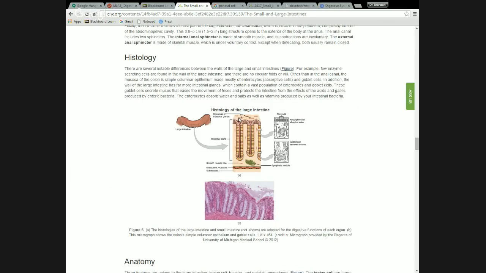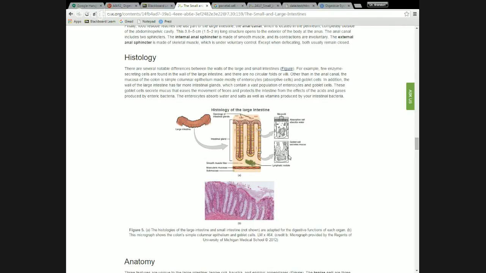There's not a comparable picture of the histology of the small intestine in the book, but it's probably going to be about halfway between the gastric glands in the stomach and simple intestinal glands like this. They're slightly more complex, but not quite as complex as the stomach.